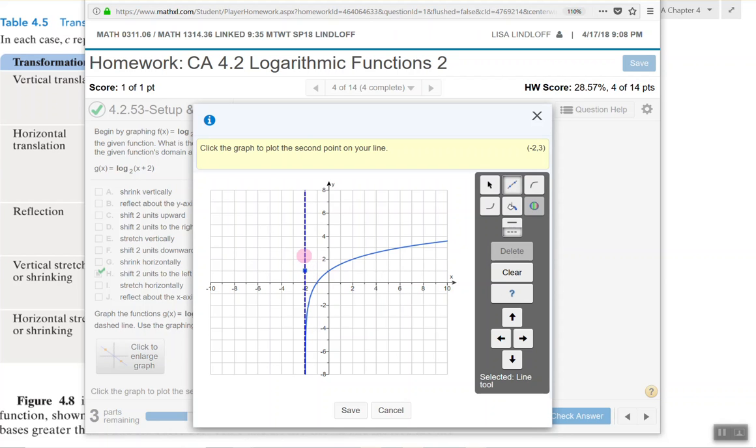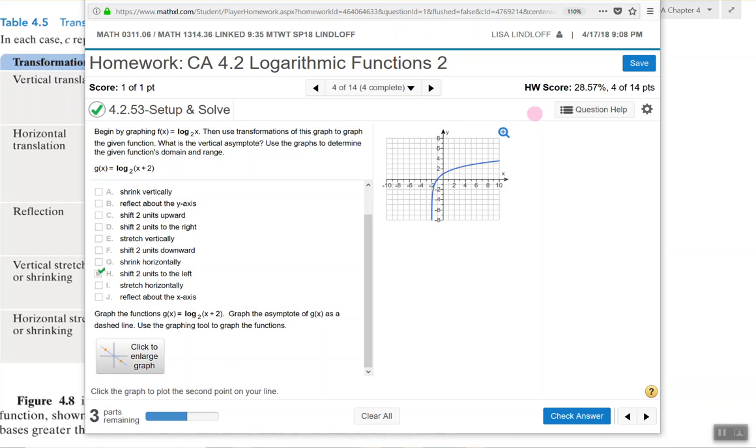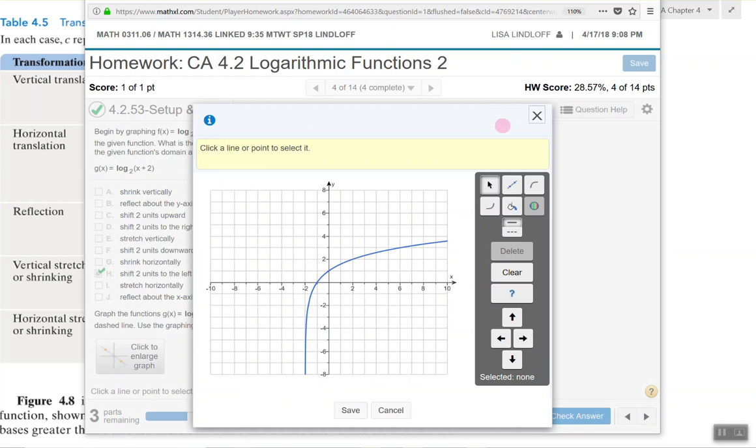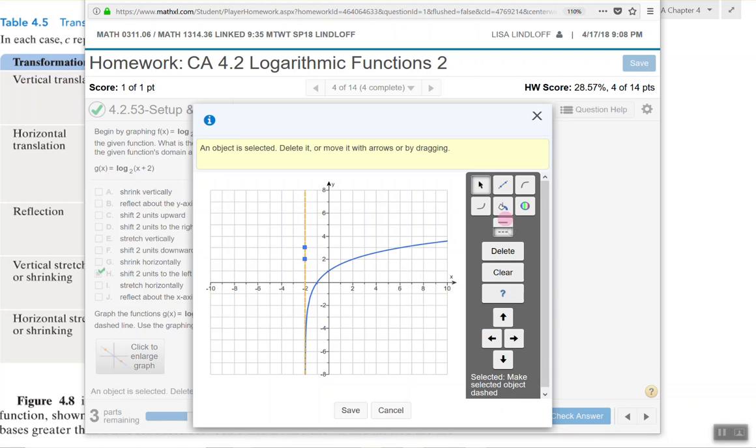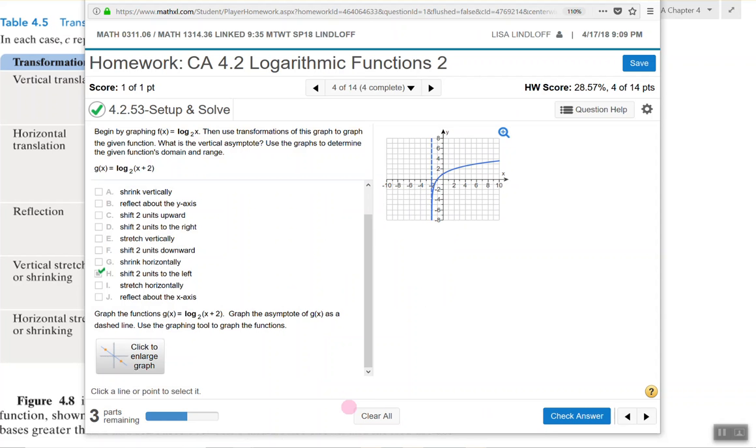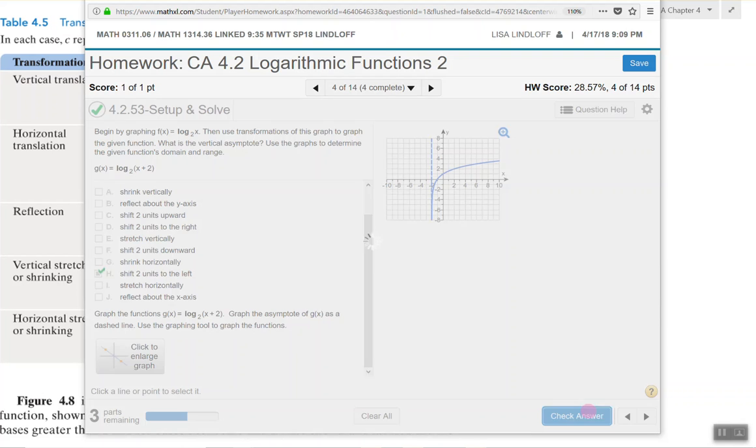There it is. I'm not sure what I did, but I tend to do those things. So I will close that. I didn't save it. Let's go back. That seems to be my problem this time. Click, click, got a line, make it become dotted. Don't forget to save it. There we go. That looks good. Check my answer. That's right.